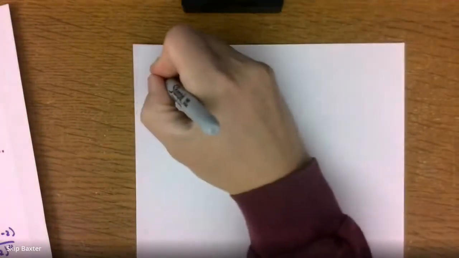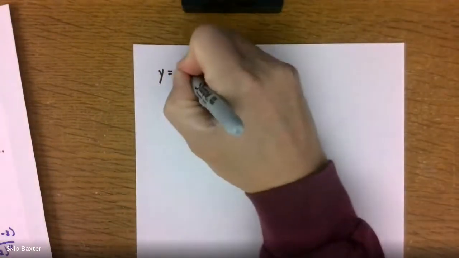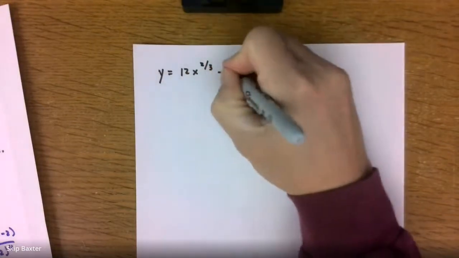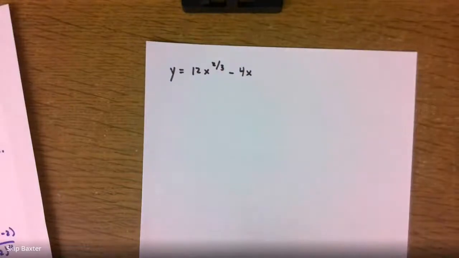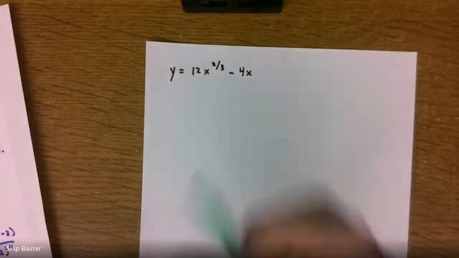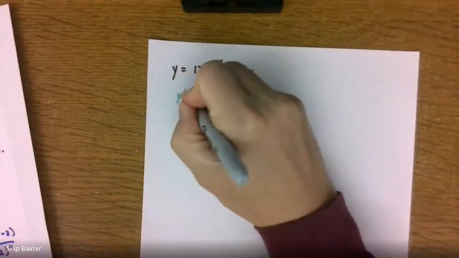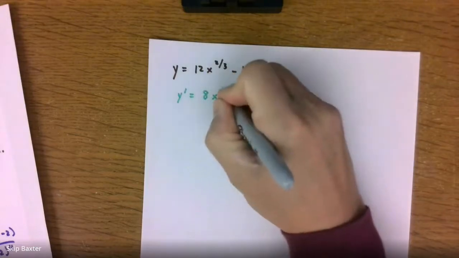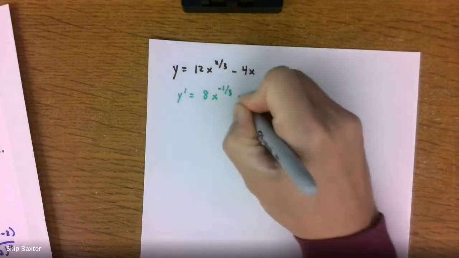Let's try one more example. How about something like y equals 12x to the 2/3 minus 4x. I don't know what this one looks like, but let's do the same process. Okay, so the first derivative would be y prime equals 12 times 2/3 is 8 x to the negative 1/3 minus 4.